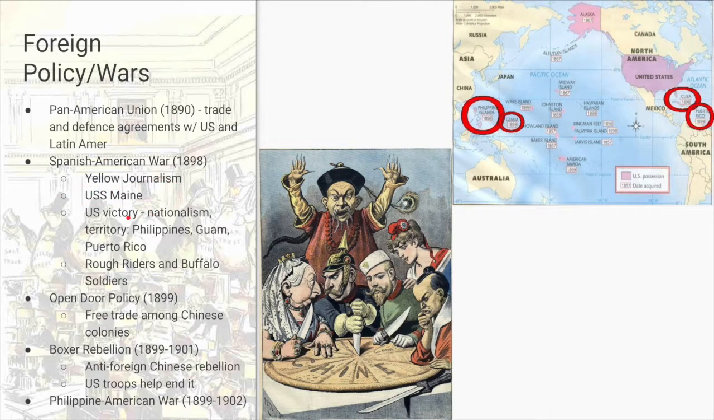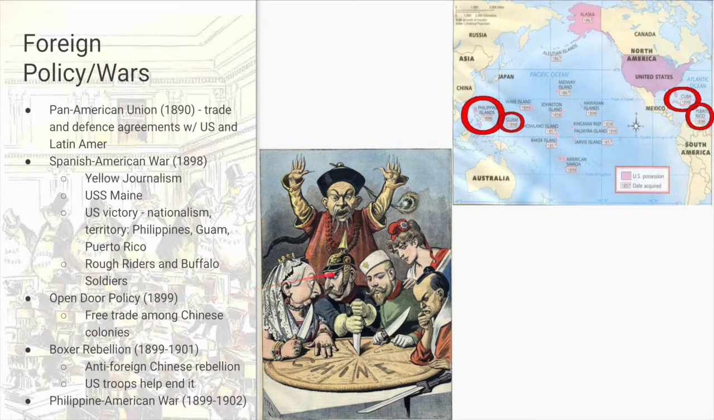You should know that we do win the Spanish-American War, which leads to a ton of nationalism. We get a new territory. We get the Philippine Islands over here. We get Guam. We kind of get Cuba, and we get Puerto Rico, okay? Know about the Rough Riders, led by Teddy Roosevelt. Know about the Buffalo Soldiers, those volunteer black troops who fought in the Spanish-American War. You should also know the Open Door Policy of 1899.